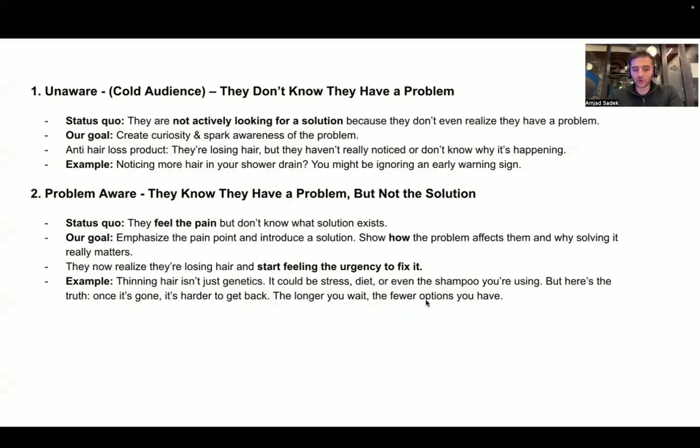So the longer you wait, the fewer options you have. Here we're trying to agitate that pain point and the problem they have, so they become more problem aware. They're already problem aware, but they now see it as a really big deal. And then we can introduce our product and make them solution aware.